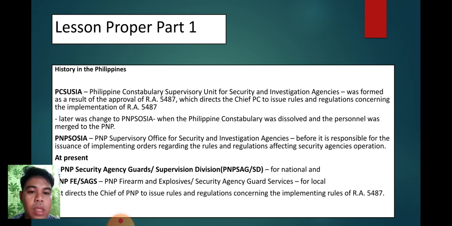PNP, its term is called PNP Firearm and Explosive Security Agency and Guard Services. It directs the Chief of the PNP to issue rules and regulations concerning the implementing rules of Republic Act 5487. As we go forward in our discussions and videos to come, we will discuss Republic Act 5487, class.